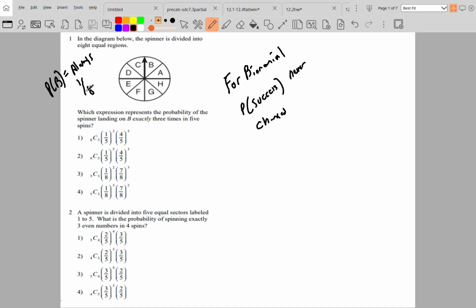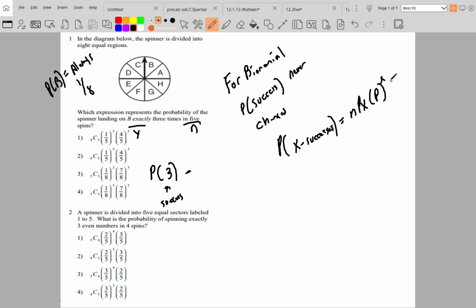Anyways, I have an exactness here, and I'm telling you on these to be writing down the formula. For exactly 3 times, the probability of 3 successes, we're doing 5 spins, this is n, this is x, and by our formula here, the probability of x successes is going to be nCx, p to the x, and then 1 minus p to the n minus x. And p here is the probability of success.